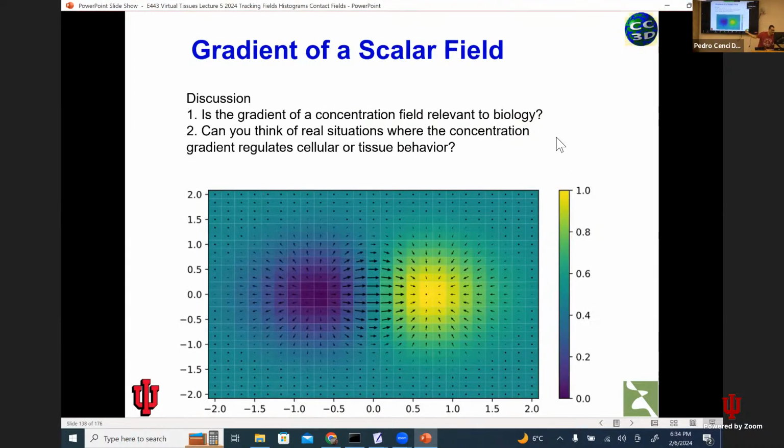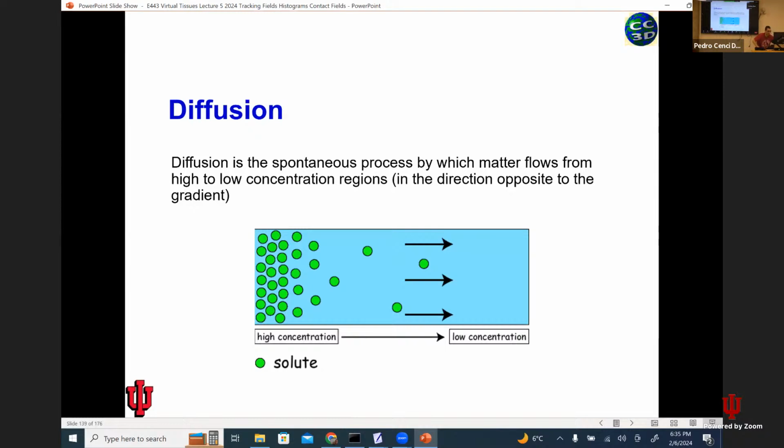Here we have a heat map and some questions. Let's see what the questions are. Is the gradient of a concentration field relevant to biology? As it is. Can you think of a real situation? Okay. Next, diffusion. So what is diffusion?